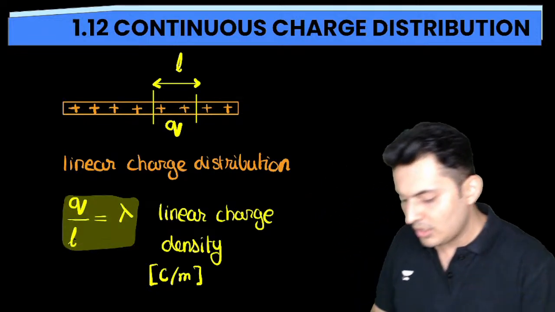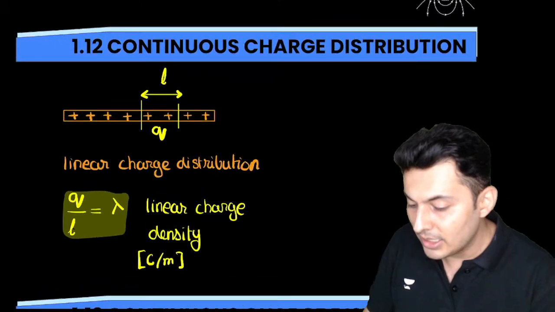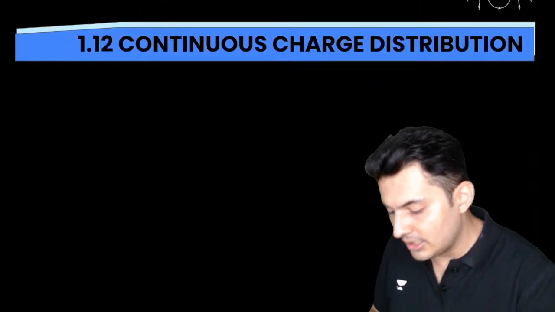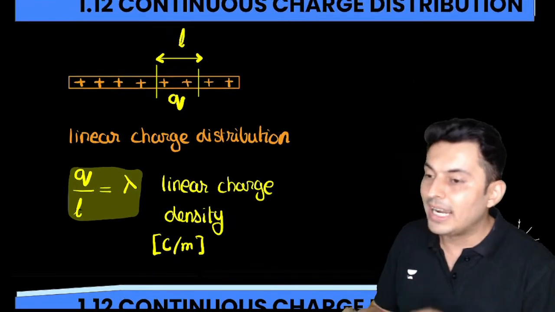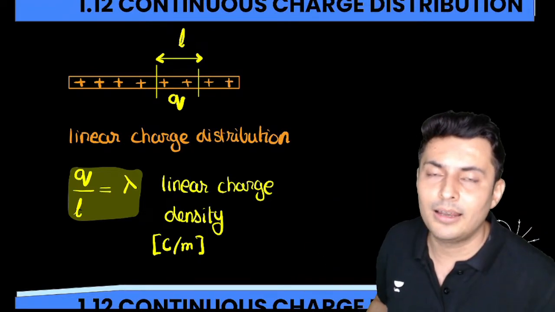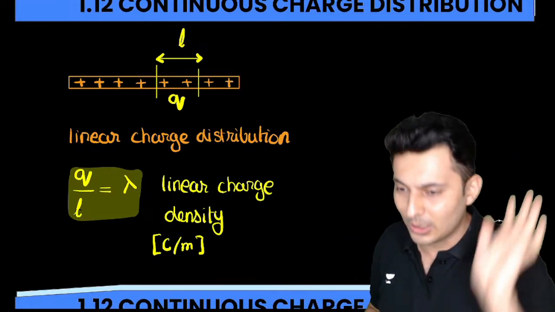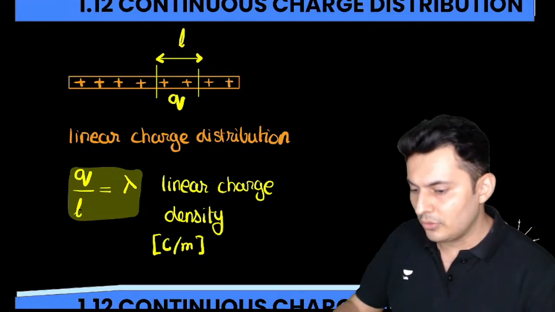Okay, just put it over here. Q by L is lambda. Lambda is the linear charge density of that particular rod. Because when you solve for that rod to find the field, lambda will come in the formula.